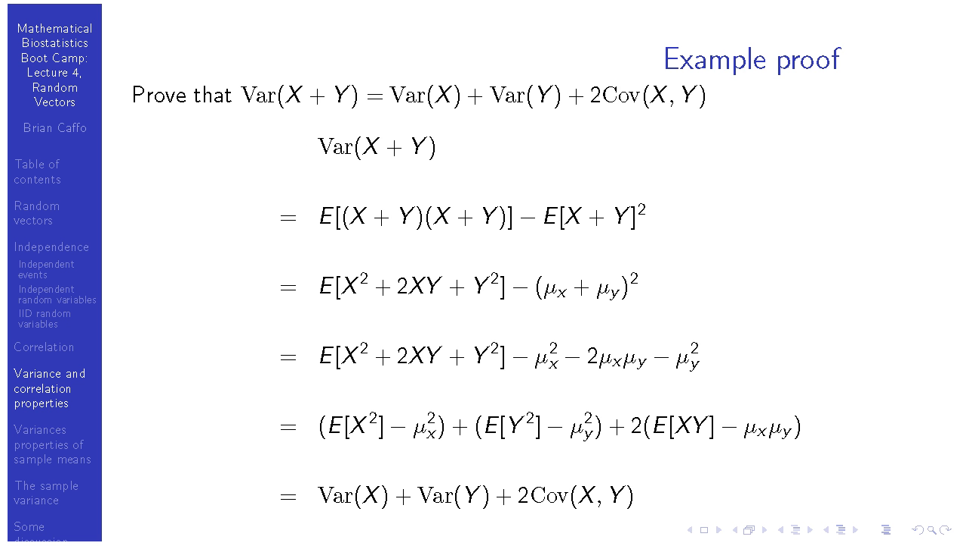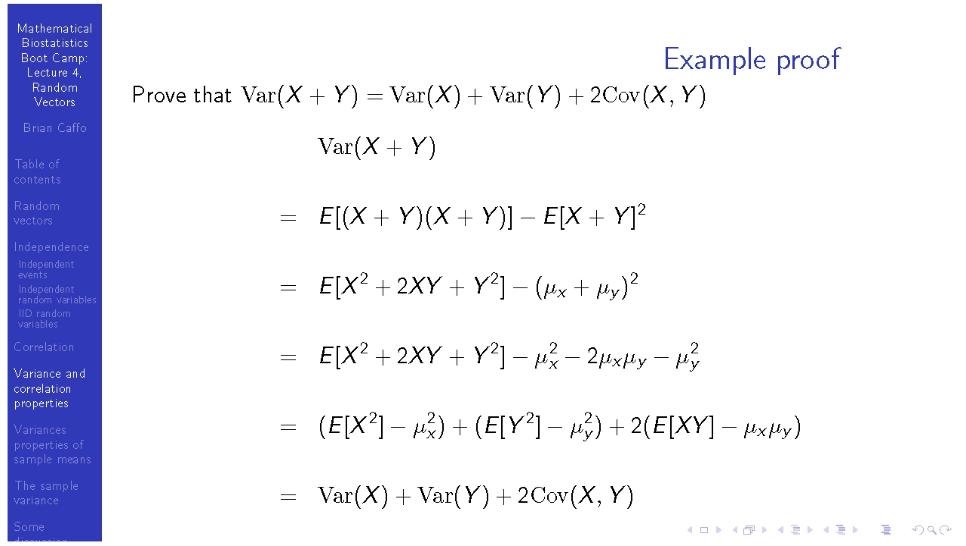Okay, so I don't want to prove the general facts from the previous slide. Let's just go through the heuristic because it's pretty easy to do. So let's prove that the variance of x plus y is the variance of x plus the variance of y plus twice the covariance of x and y. So at the top line, let's start with variance of x plus y.